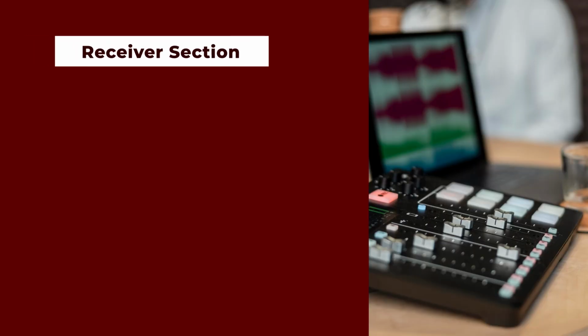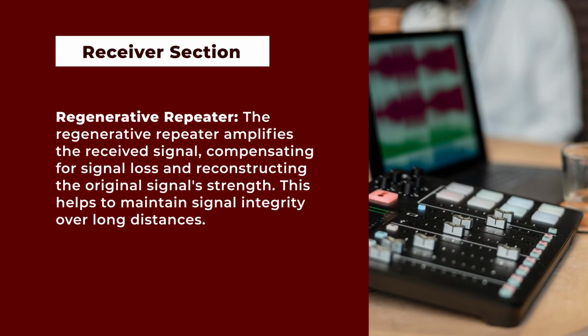Now we move on to the receiver section. The receiver section of a pulse code modulation system includes the following components. First, the regenerative repeater, then the decoder, then the reconstruction filter. The regenerative repeater amplifies the received signal, compensating for signal loss, and reconstructs the original signal strength. This helps to maintain signal integrity over a long distance.